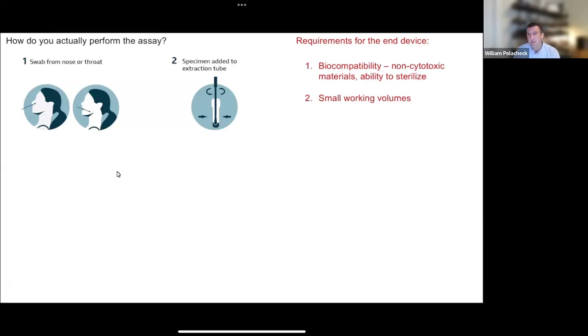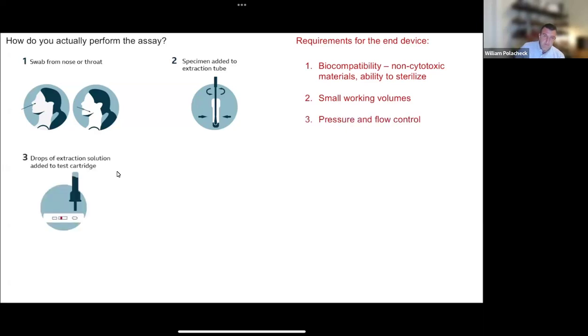Again, this is maybe obvious because the subject of today's talk is microfluidics, which implies small working volumes, but still, for an assay like this, it would be necessary. The second thing that's really important, and maybe a little more challenging to understand once you get under the hood, is that we need very precise control over pressure and flow.